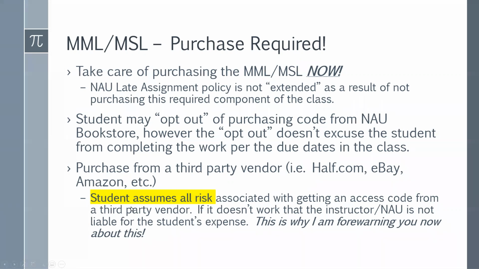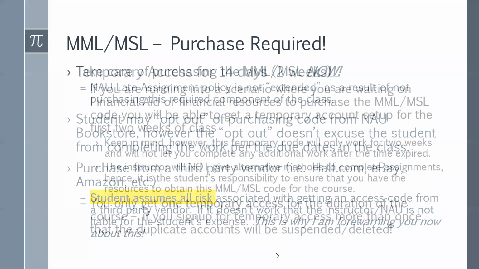So again, if you get it through a third party and it works, great. If it doesn't work, it's at your own risk. So I try to tell students as much as possible, avoid getting it from a third party. You may think you're saving 10, 15 bucks on the access code, but if it doesn't work, it is at your own risk, and you're going to have to purchase the code anyway from the bookstore. So you might as well just get it through the bookstore and be done with it.